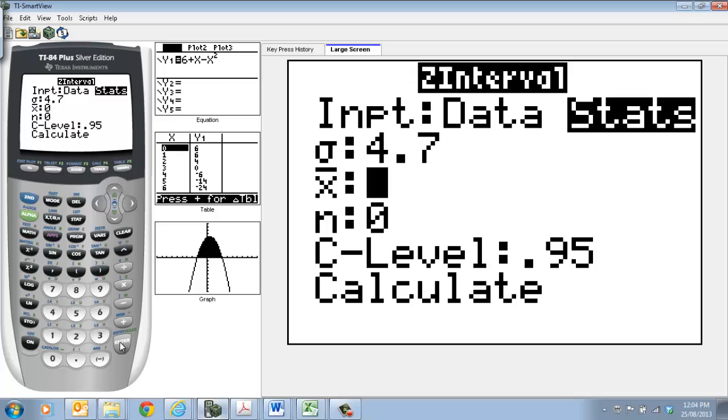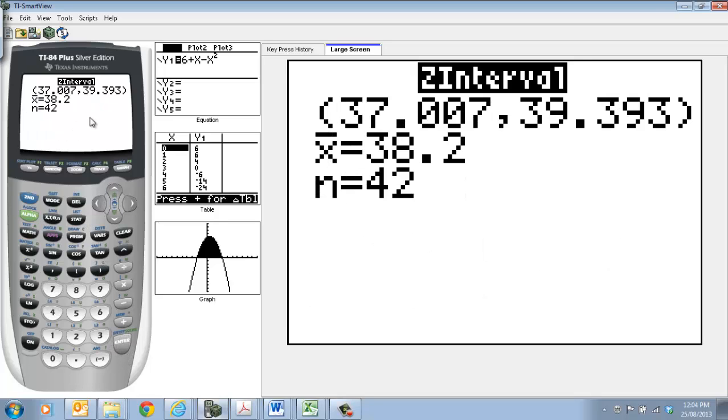Our X bar, our mean, was 38.2, I think, by memory. Our number of samples was 42 patients. The confidence level that we're looking for is a 90% confidence interval. Now, the good thing about this is it actually does it for you. It tells me that my mean lies somewhere between 37.07 and 39.393. So it does all that work for me, so I don't have to do any calculations apart from putting it into my calculator.